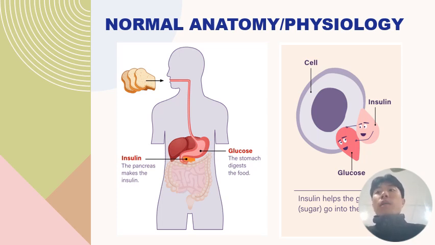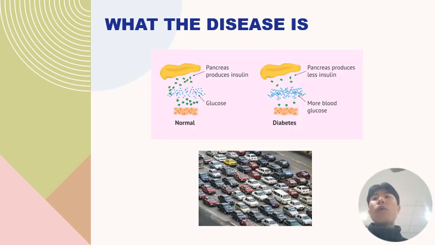When we eat food, the stomach digests it and makes glucose, which is sugar in the blood. At that point, the pancreas makes insulin to help blood sugars enter the cells. However, when someone has diabetes, they have a problem with insulin function. So, blood sugars cannot enter the cells and fill up the blood vessels like traffic congestion.